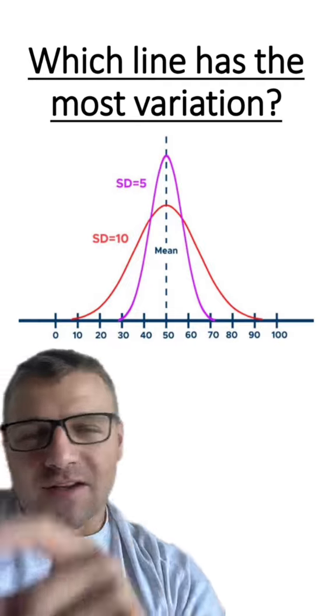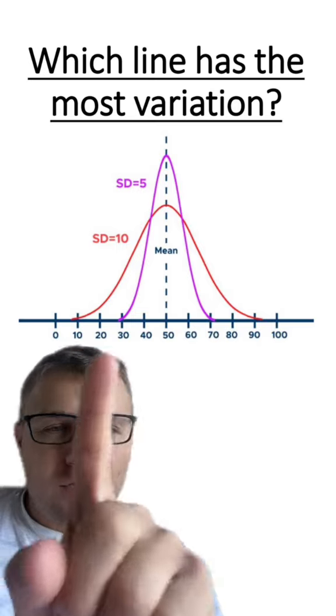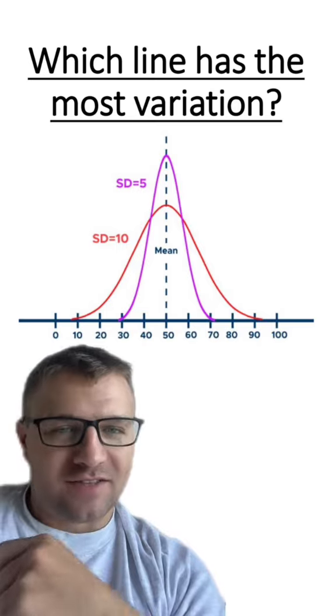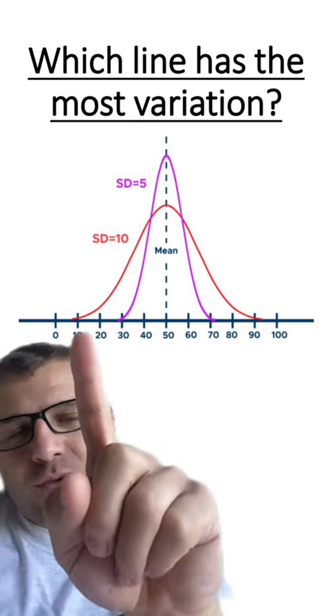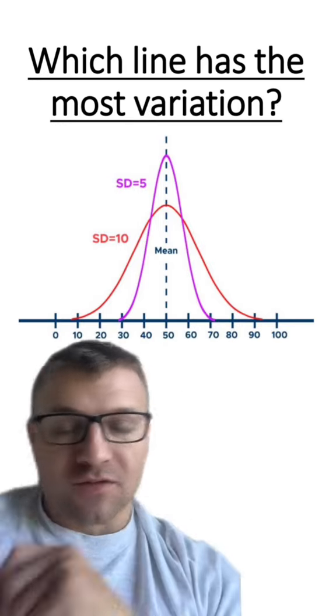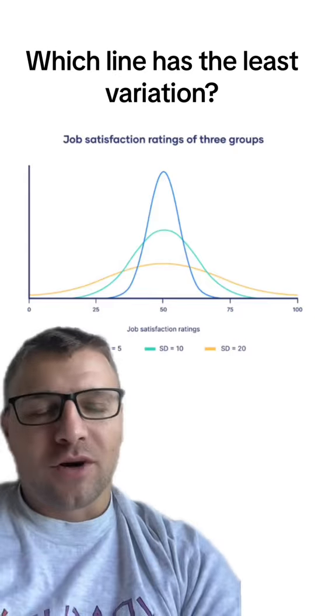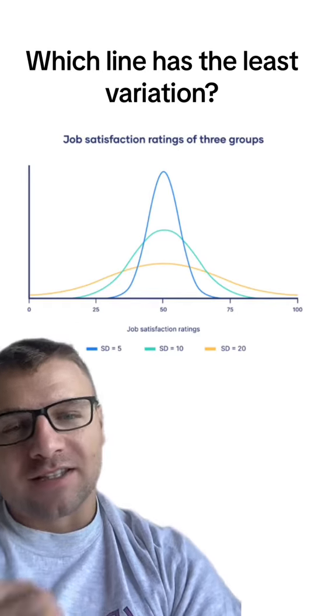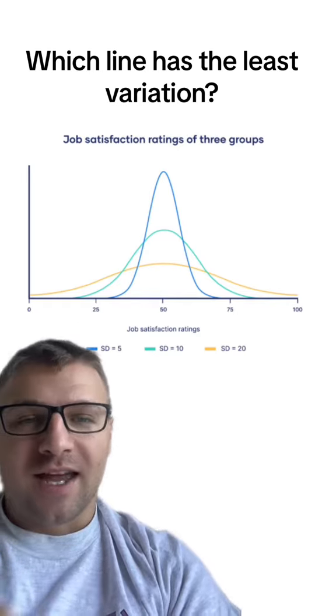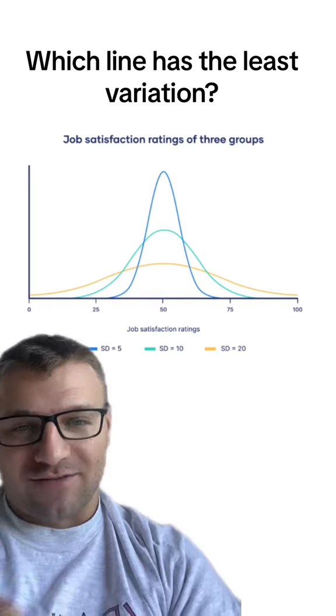The red one's going to have the most variation because it's the most spread out, or it has a higher standard deviation. Another way of saying that is that red has the most within group variation. Again, in this graph, we're going to assume that each group of data collected the same amount of data. Which line then has the least amount of variation?